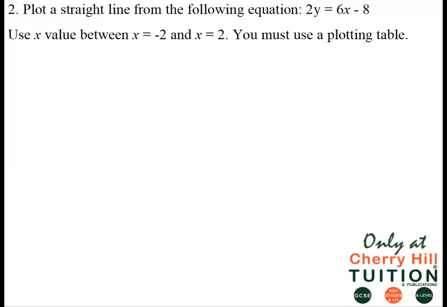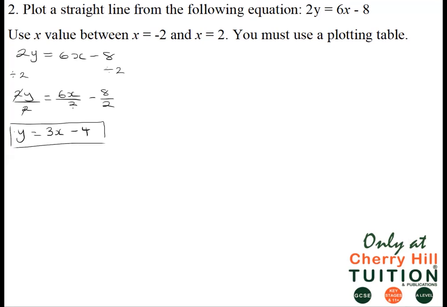Now, the first thing we need to do is convert this equation into Cartesian form. So we have 2y is equal to 6x minus 8. Now, we need y on its own, so we can divide both sides by 2, and this will eliminate the 2 that's next to the y. This leaves us with 2y over 2 is equal to 6x over 2 minus 8 over 2. Simplifying this, the 2's cancel out, leaving us with just y, and 6x divided by 2 is 3x, 8 divided by 2 is minus 4. Okay, and that's our equation in Cartesian form.